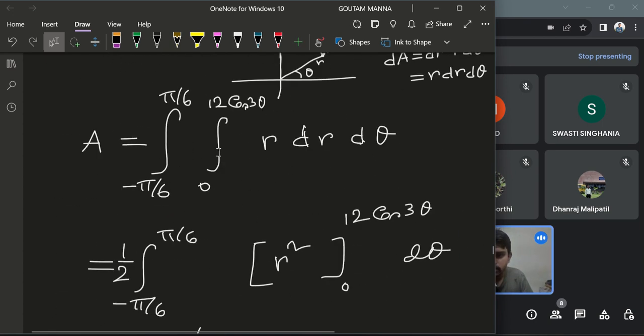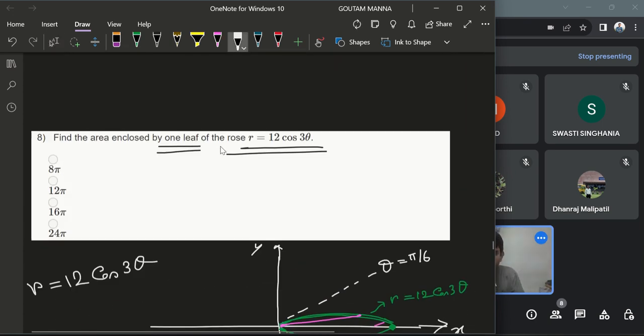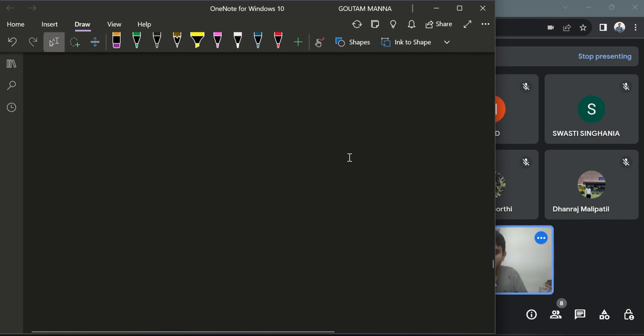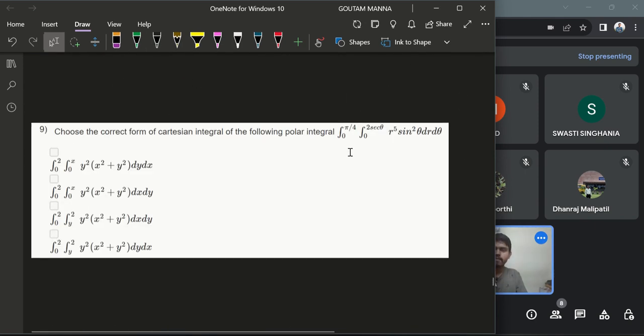This is the area of this leaf, 12 pi. Next problem.